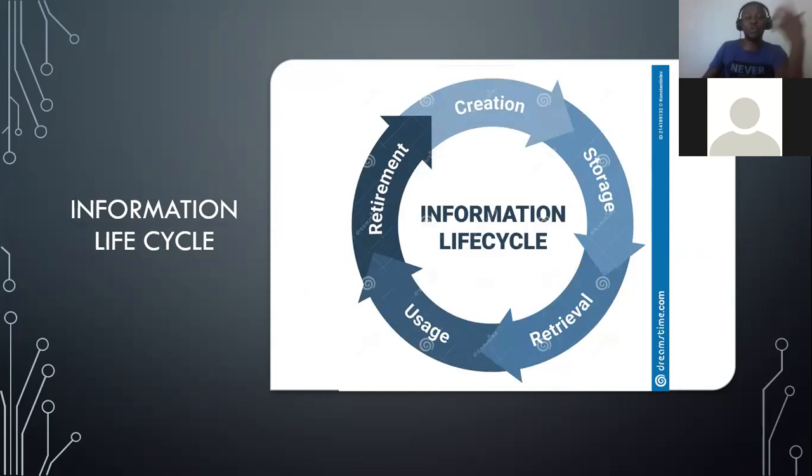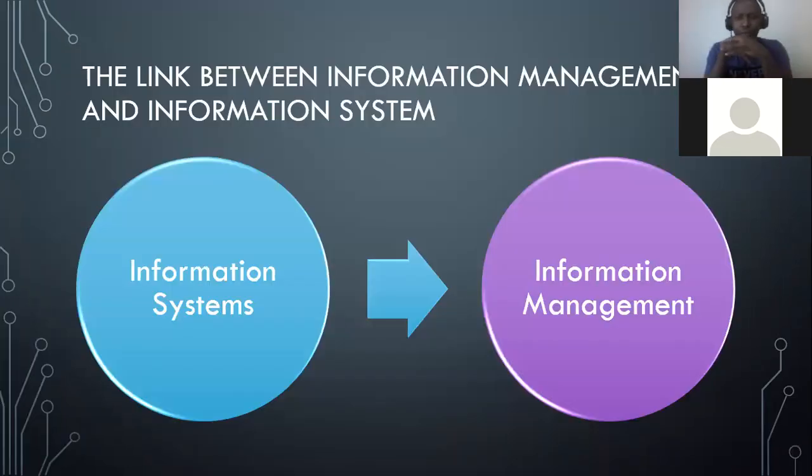So the life cycle of information itself starts with the creation of the information or the data, right? And then you store that data. Then when you store it, it means that you want to use it later on. Then you retrieve that data when you want it. And when you retrieve it, you use it. And then when you use it, you retire it. So this is what is called the information life cycle. All right. So you can't talk of information management without information system, right?